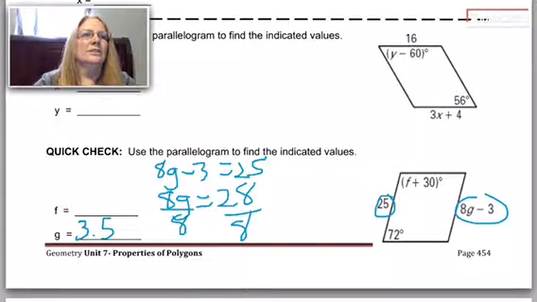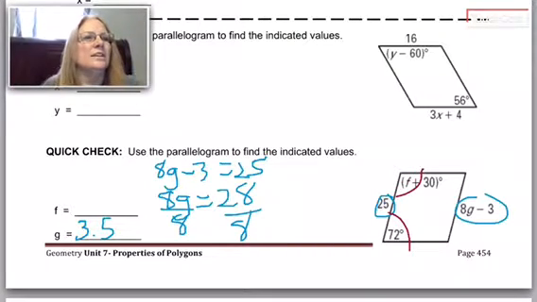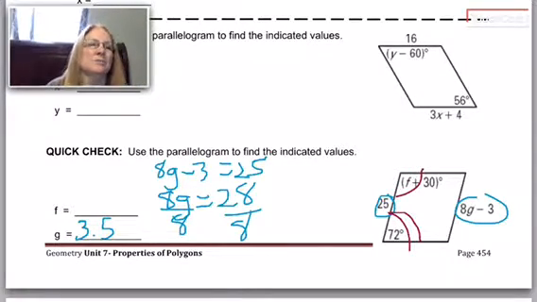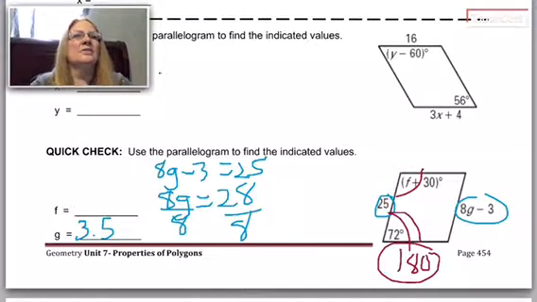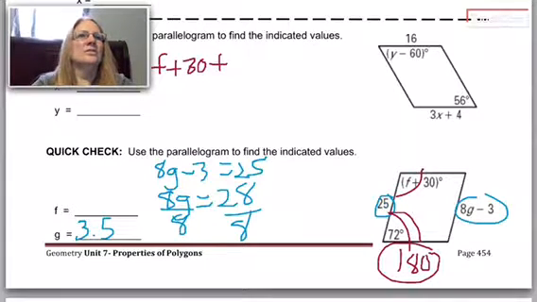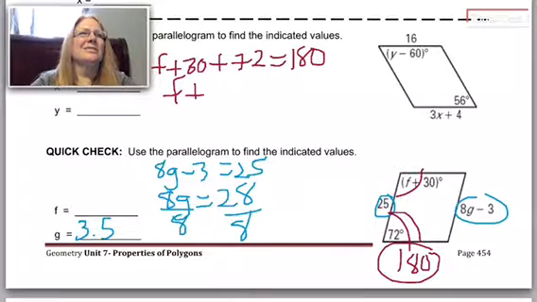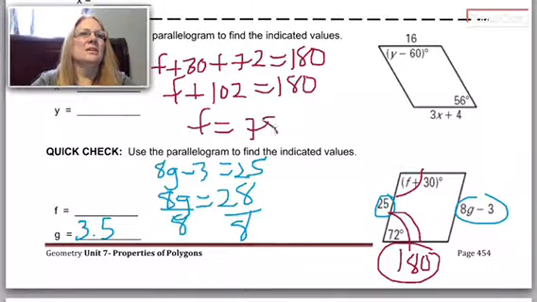Now f, a little different. These are consecutive angles. So those angles are consecutive. I should put 2 marks on one because they're not congruent, they're consecutive. Consecutive angles are supplementary, which means they add up to 180 degrees. So f plus 30 plus 72 equals 180. So f plus 102 equals 180, or f is equal to, subtract 102 from both sides, and I get 78 degrees.